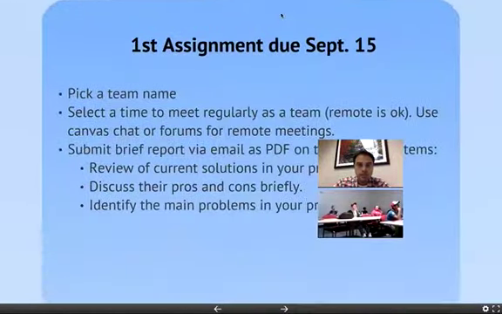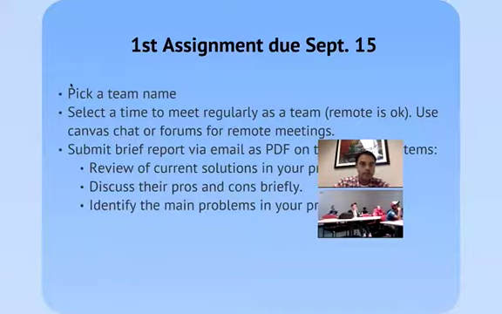So what do we need for our first assignment? Again, just to reiterate, pick a team name and select a time to meet regularly as a team. Mode is okay. Use Canvas, chat, or forums for remote meetings. Submit a brief report via email as a PDF on the following items. This is the important thing which I didn't mention earlier.